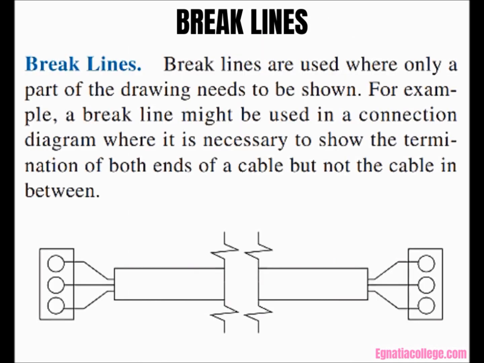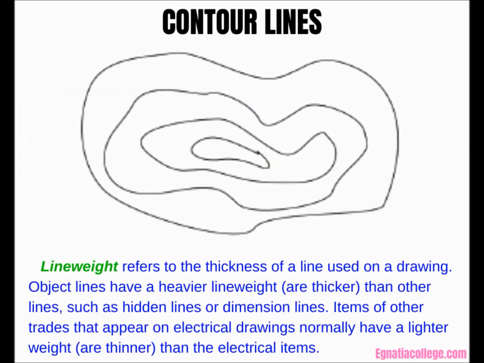Break lines. Break lines are used where only a part of the drawing needs to be shown. For example, a break line might be used in a connection diagram where it is necessary to show the termination of both ends of a cable but not the cable in between. Contour lines. Contour lines are used on plot plans to show changes in elevation. Dashed contour lines indicate existing grades and solid contour lines show finished grades.